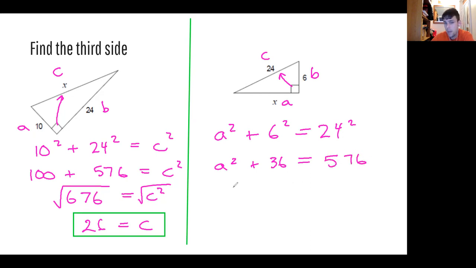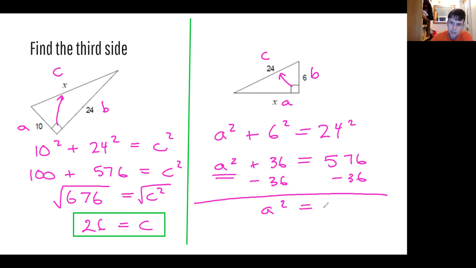576. Now to solve for A here, we need to get rid of that 36. So subtract 36 on both sides. That's going to give us that A squared equals 540. All right, 540. I don't believe that's a perfect square number. Yeah, that's not a perfect square. I get this decimal right here. So I'm going to have to simplify this when I take the square root.